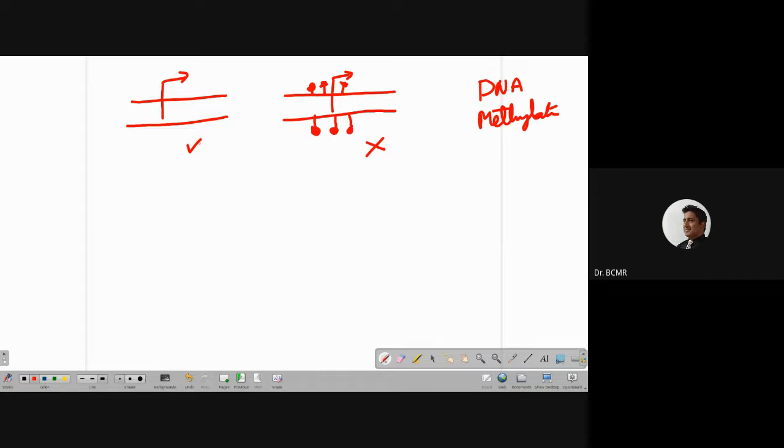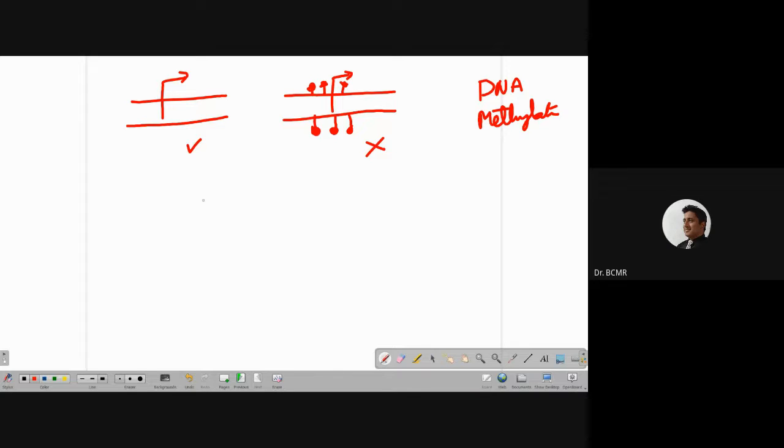Epigenetic modification means that it is not a change in sequence. If it were a change in sequence, we would call it a mutation. It is not a change in the base sequence, rather a modification of them. So the sequence will remain the same, but there are chemical modifications. Histone modifications are also there, but we'll just stick to DNA methylation for this purpose.